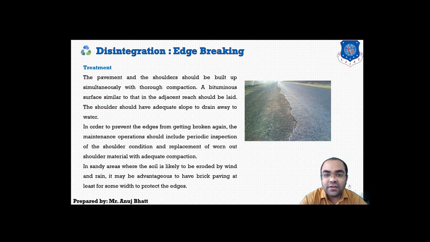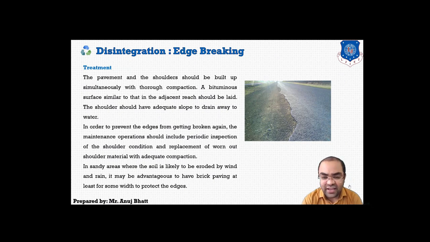If we talk about the treatment, the shoulder and the pavement materials in the affected area should be fully removed to a regular section with vertical sides. The pavement and the shoulder should be built up to the same width through compaction. A surface similar to that in the adjacent reach should be laid, and then the shoulder should have adequate slope for the drainage of water. A slope 1% steeper than the camber of the bituminous surface is generally found necessary for the earthen shoulders.